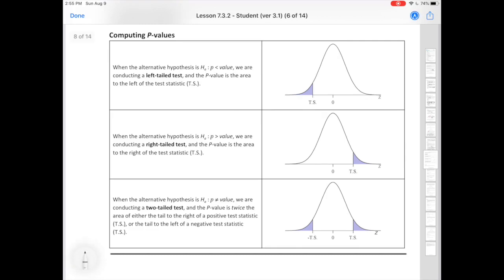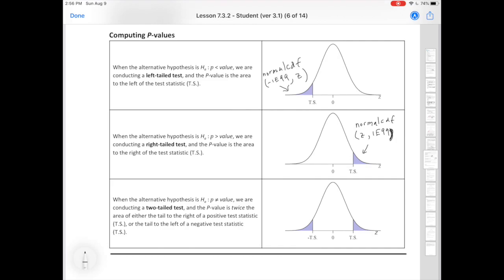Something important to note is that when you're doing normal CDF, let me just write something in here. If you want to find the part that's shaded here, it's going to be normal CDF, and the left is going to be negative 1E99, and the right is going to be the z-score value, right? And if you're doing this one, then it's going to be normal CDF, and the left is going to be the z-score value, and the right is going to be 1E99. Right? So this is the difference.